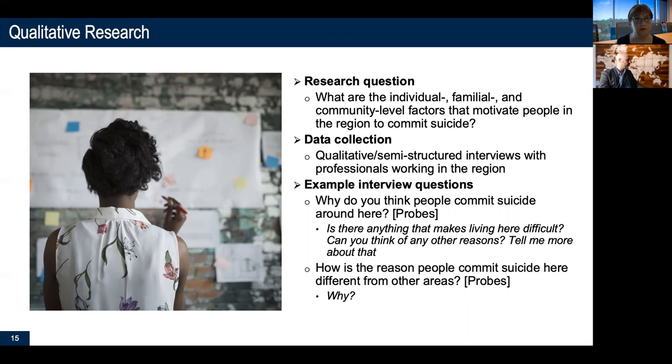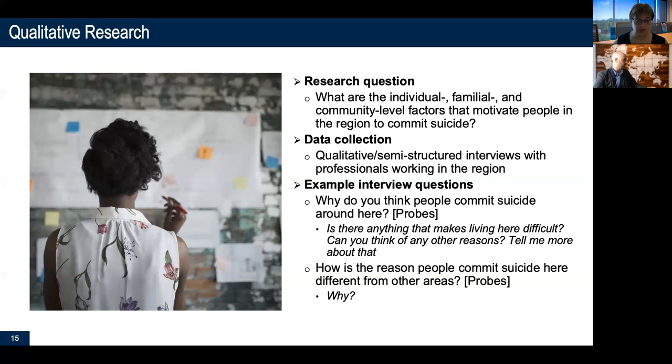We were informed that there's a certain region in Central America where, for some reason, the suicide rates are much higher than anywhere else in the country or in the region. So we thought, why don't we take a look at it and see if that's the case, and if so, what is so special or different about that region that there are so many suicides. So our research question was, what are the individual level, familial level, and community level factors that motivate people in the region to commit suicide?